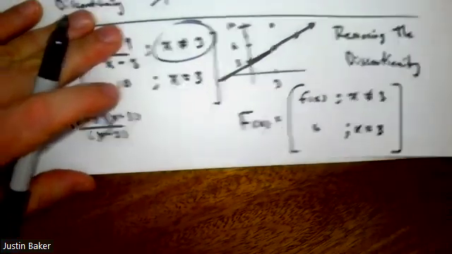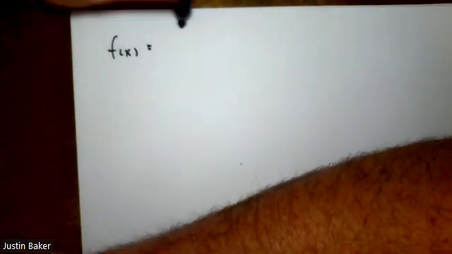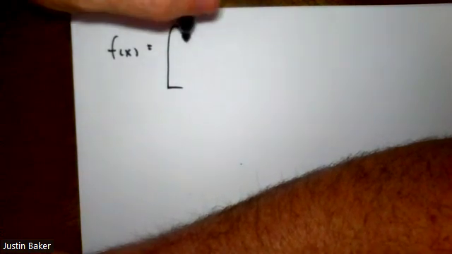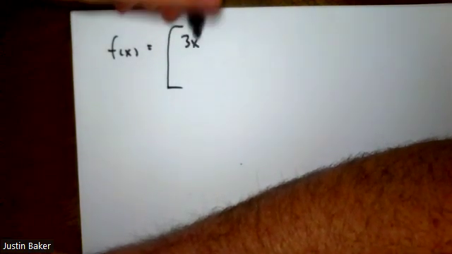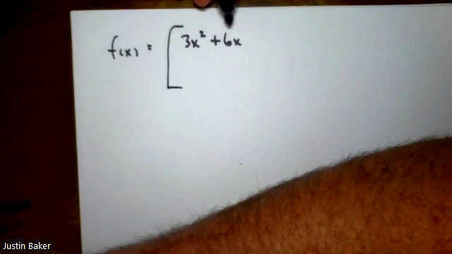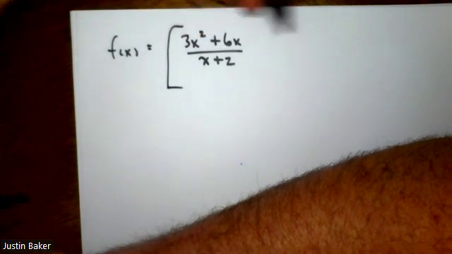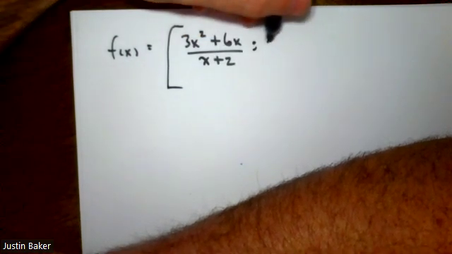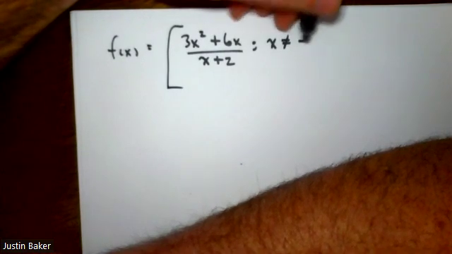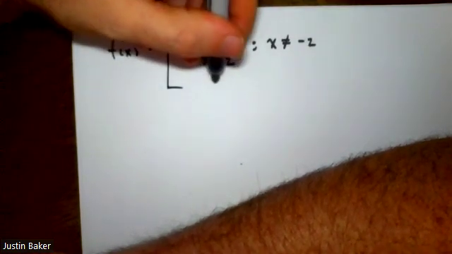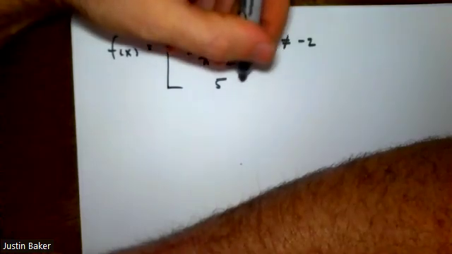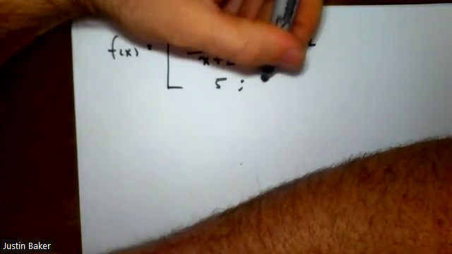All right, so let's look at one more. If we said f of x is equal to, we're going to make a piecewise again, and let's say that we have (3x squared plus 6x) over (x plus 2), and this is for x is not equal to -2, and then we have 5 whenever it is equal to -2.